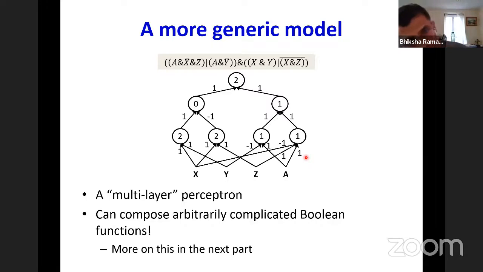So for example, you can begin composing them to construct this ugly function over here, which is A and not X and Z, or A and not Y and X and Y, or not X and Z. I mean, it's an ugly function of 4 variables, but then you can compose it using perceptrons. You can compose any Boolean function using perceptrons.